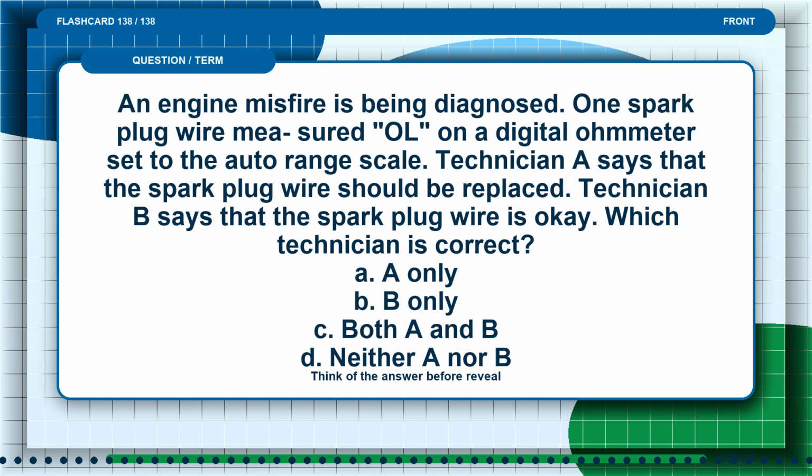Flashcard 138. An engine misfire is being diagnosed. One spark plug wire measured OL on a digital ohmmeter set to the auto range scale. Technician A says that the spark plug wire should be replaced. Technician B says that the spark plug wire is okay. Which technician is correct? A only, B only, C both A and B, D neither A nor B. Pause and think of the answer before the reveal.